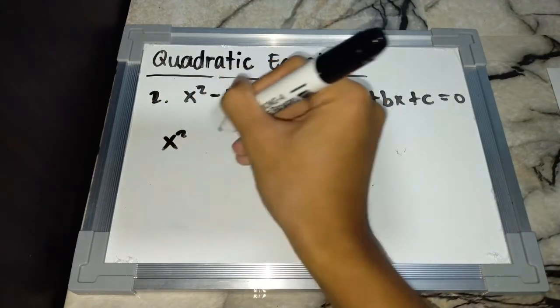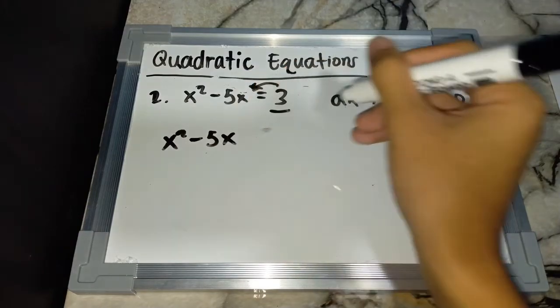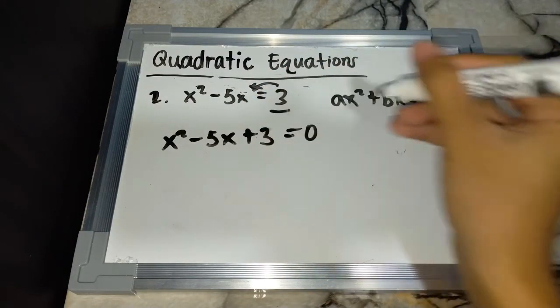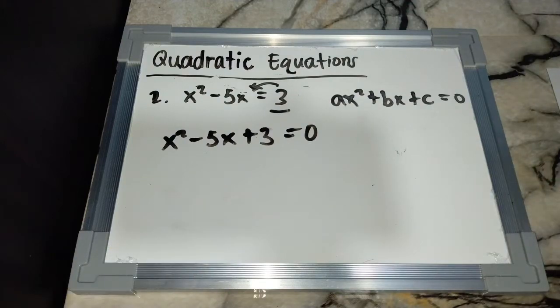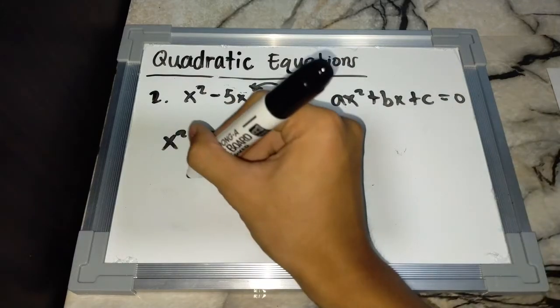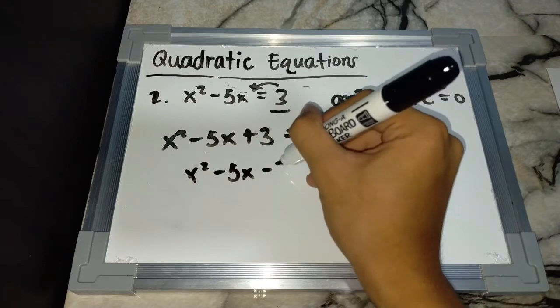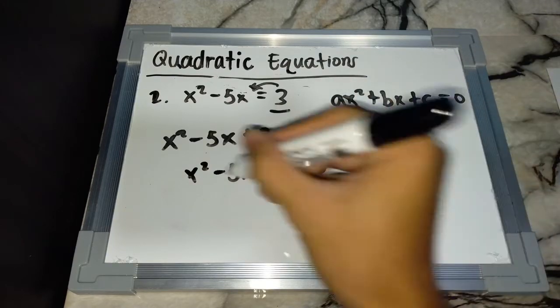X squared minus 5x plus 3 equals to 0. And this is wrong, because we should remember that whenever we move an equation from the right side to the left side, and whenever it passes the equal sign, the sign of that number or variable should be changed. Therefore, it should be x squared minus 5x minus 3 equals to 0.